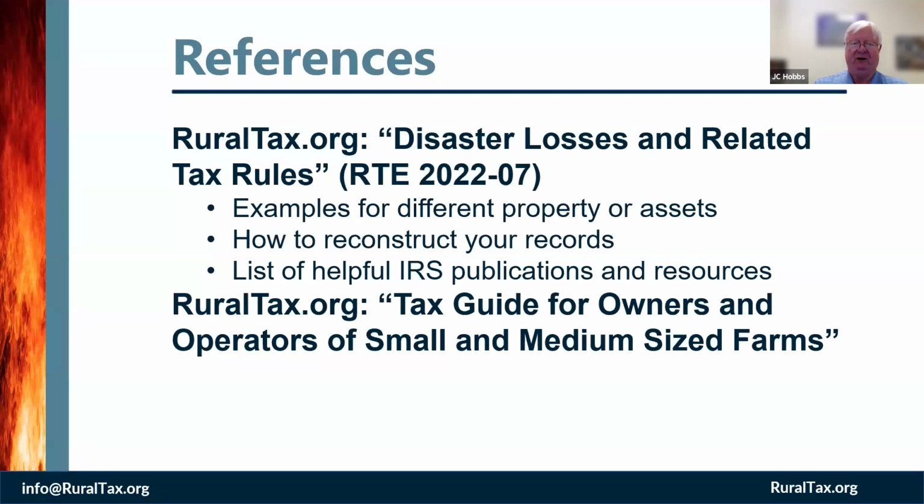Here are some references we put together. There are a couple of things on ruraltax.org. Disaster and related tax rules, it's a fact sheet, RTE 2022-07. In that fact sheet, there are examples of all kinds of property that was lost due to various events and how the losses were calculated for those different assets. It talks about how to reconstruct your records with some detail.